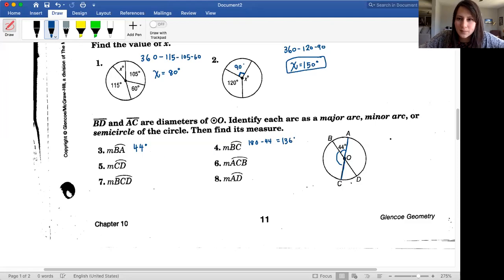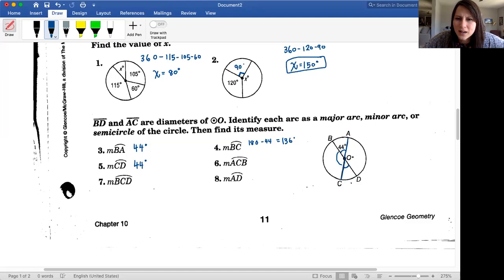Number 5, CD. Well, what are these angles here? What do we call these? These are vertical angles. So they're across from each other, created by two intersecting lines. And so CD would also be 44 degrees. See, like our angles aren't going away, they're coming back.